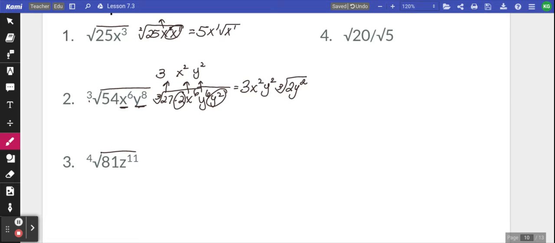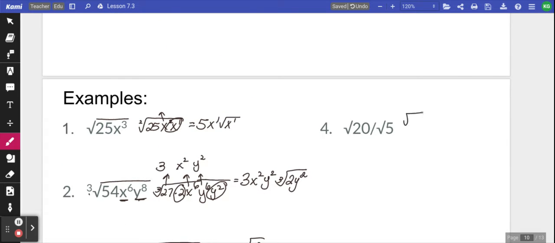The next one is the fourth root of 81, z to the 11th. I already know that 81 is a perfect fourth, so I'm going to leave that. 11 cannot be divided evenly by 4, but I could break it up into z8, z3. And then my final answer, the fourth root of 81 comes out as 3. Z to the 8 over 4 becomes z squared. And circle z3, that stays inside of the fourth root.